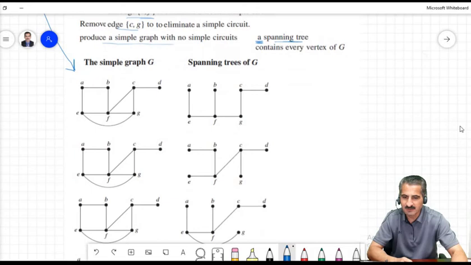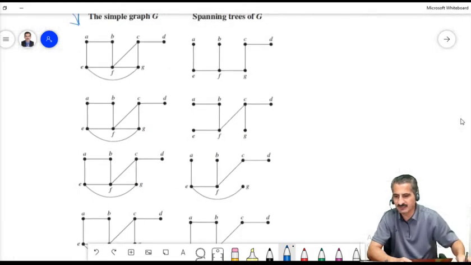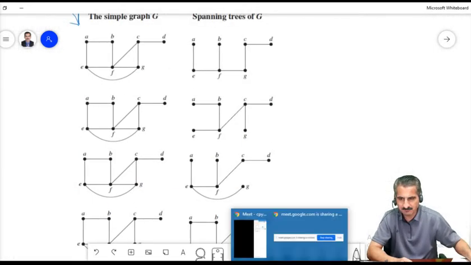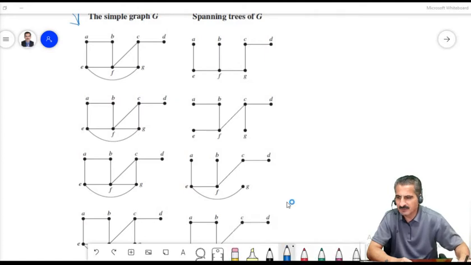Okay, now again this is the graph G again. Now to eliminate this circuit, we may remove this edge AB, and also we have another circuit in here. We remove EG, and then we have one more circuit left, CFG. We might remove this edge, and then we get a spanning tree.